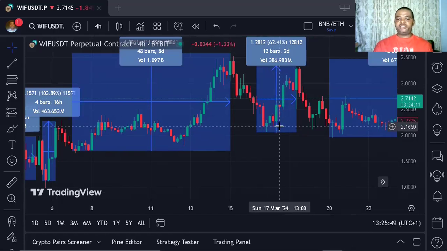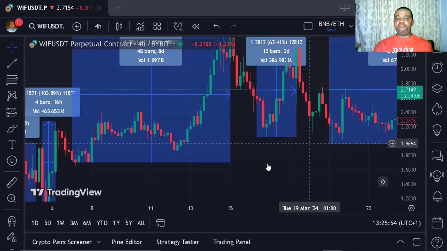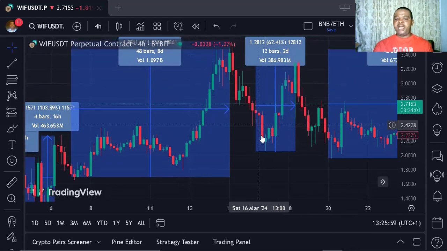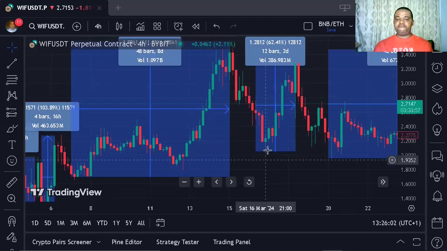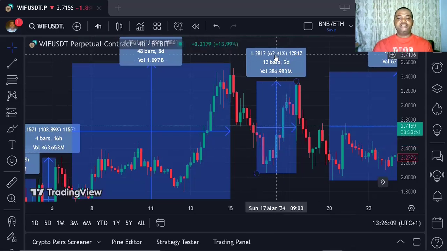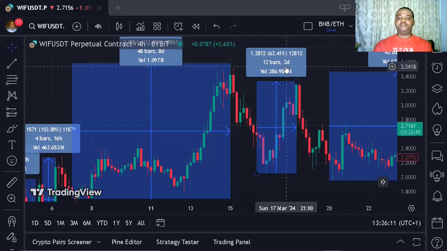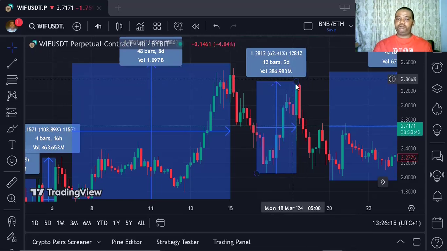For example, as you can see right now, the next bullish trend section of this cryptocurrency started from the lowest price of this green candlestick bullish trend starter. And from the lowest price of this green candlestick bullish trend starter, the price action of this cryptocurrency squeezed up by 62.41% in 2 days. And you would have made over 40% profit on this particular bullish trend section.